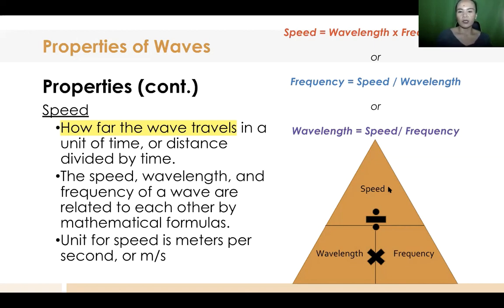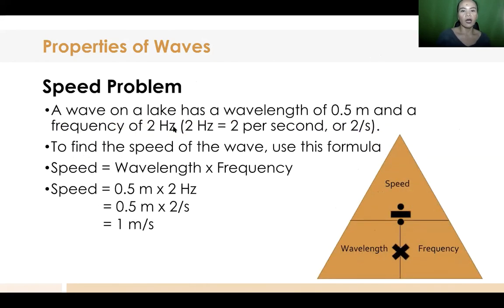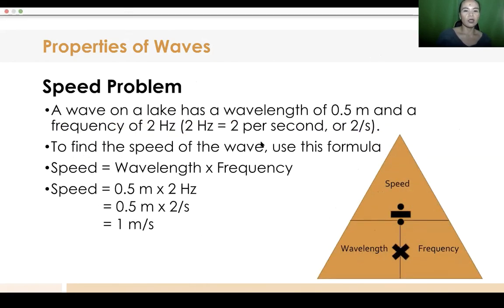So again, if you're looking for speed, it's wavelength times frequency. If you're looking for frequency, it's speed divided by wavelength. And of course, if you're looking for wavelength, you divide speed by frequency. And the speed is always meters per second, just like what we had last time when we were talking about force, mass, and acceleration.